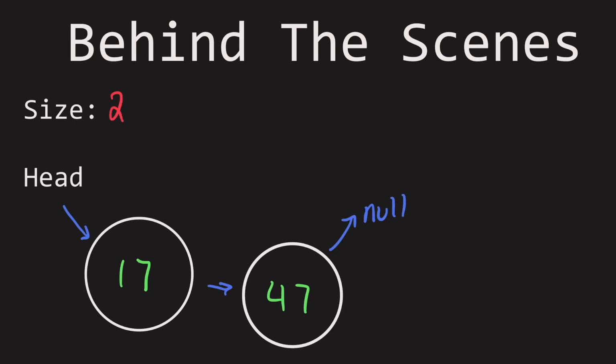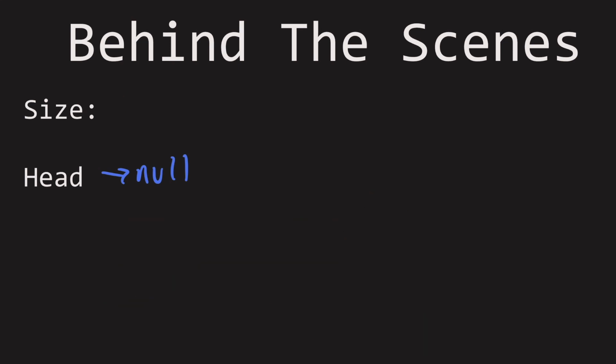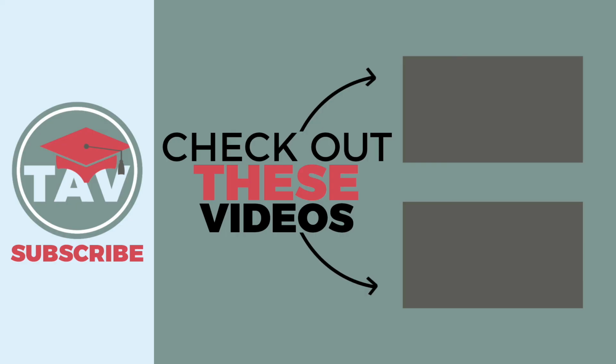Now if we wanted to clear the entire list, all that happens behind the scenes is that the head points to null, essentially cutting off the rest of the list, and the size is then set to 0. And that's all you need to know to understand the basics of linked lists.